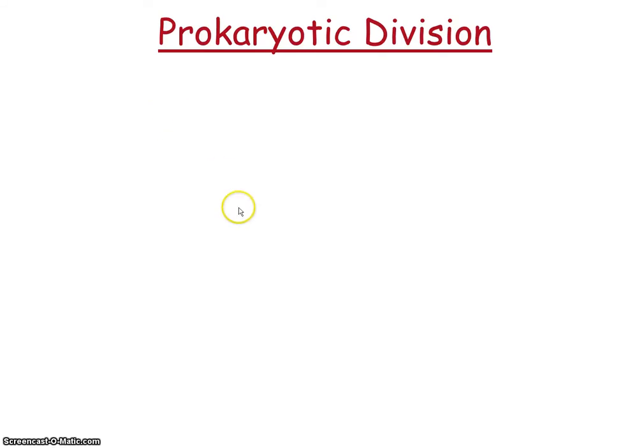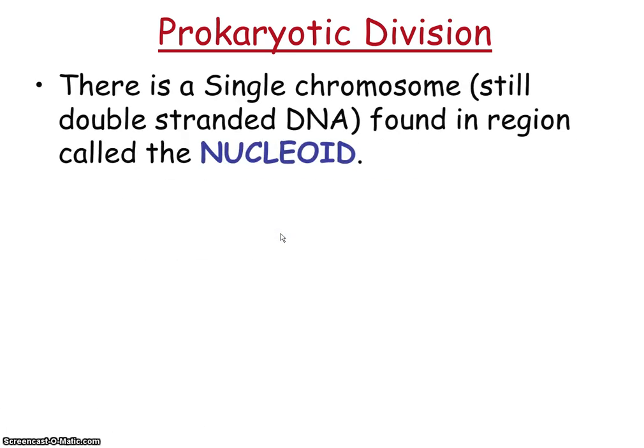Alright, so we talked about eukaryotic cell division, which was basically mitosis. Prokaryotic cells don't really go through mitosis. They have a different setup. For one thing, remember there's no nucleus, so there is no mitosis division of the nucleus.